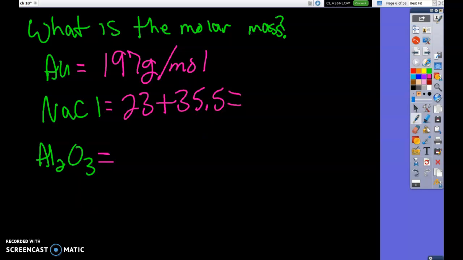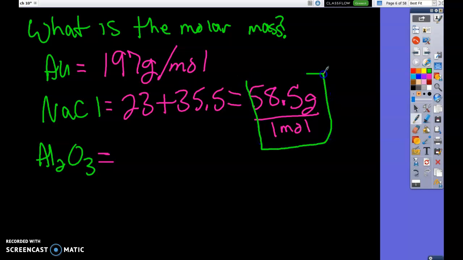We'll do the math really quickly. So you'll notice it's 58.5 grams per mole. I can use that as a conversion factor, and we will do that. So 58.5 grams in 1 mole. That's what molar mass means.